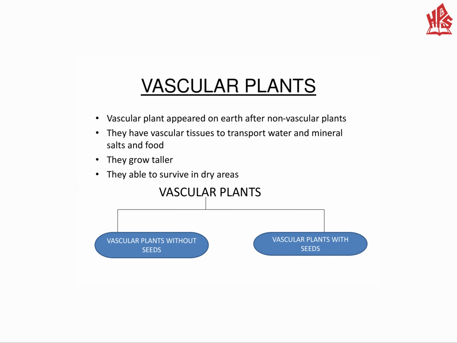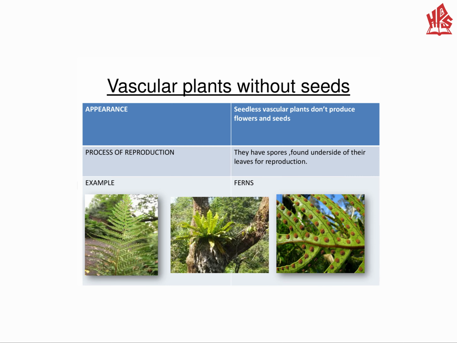In this slide, we are going to discuss some features of vascular plants. As vascular plants appeared on earth after non-vascular plants, they have xylem and phloem. They grow taller as they are able to survive in dry areas. Vascular plants can be further divided into two parts: vascular plants without seeds and vascular plants with seeds. Now, first we discuss vascular plants without seeds.